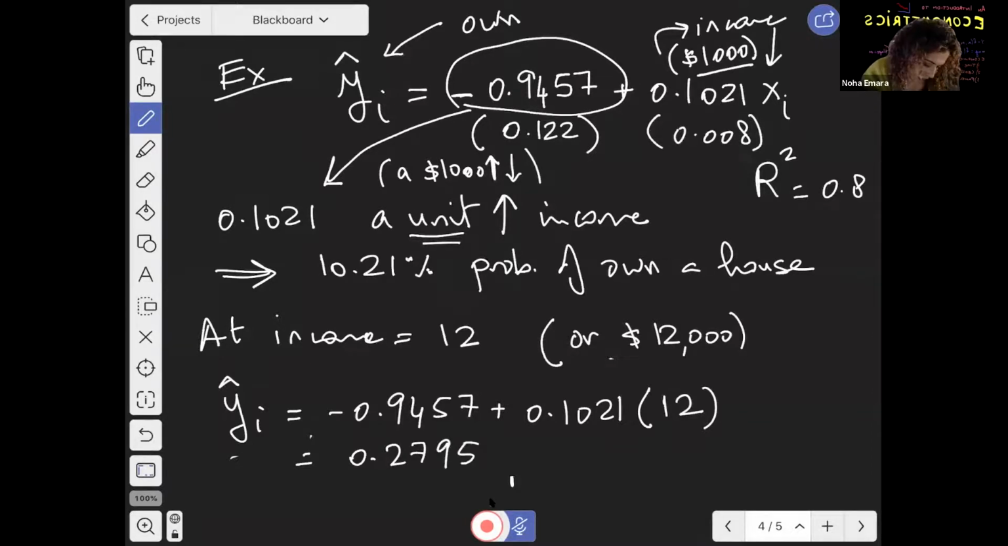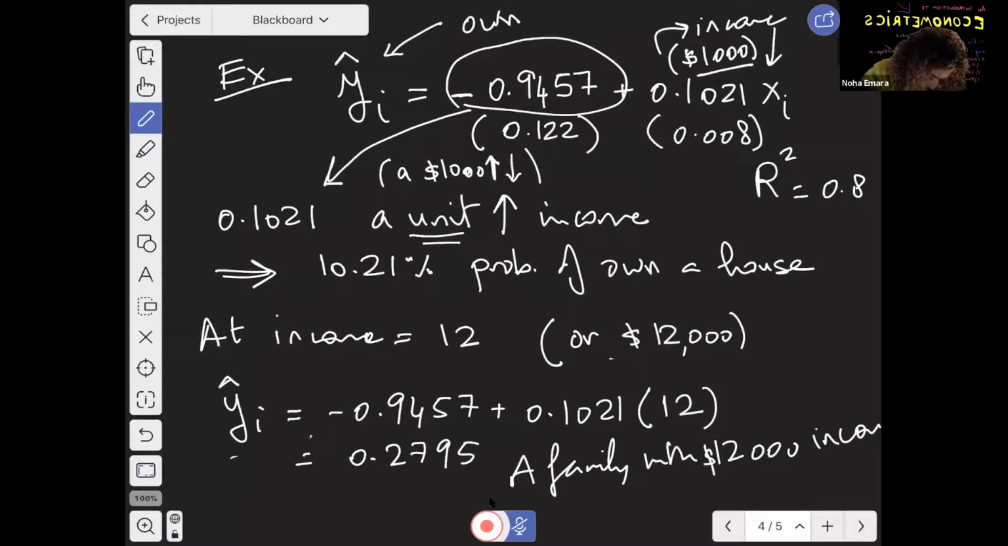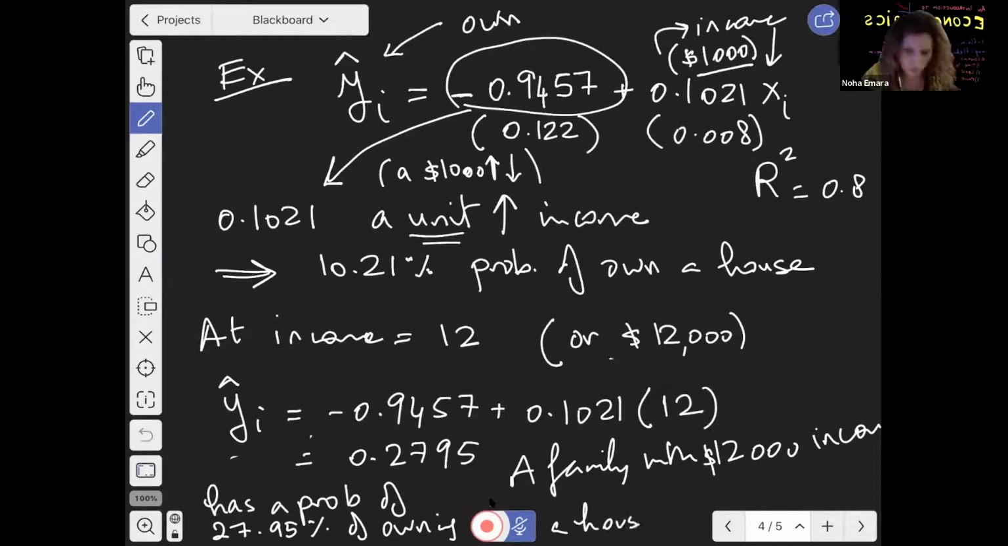What does that mean? A family with 12,000 income has a probability of 27.95% of owning a house. Okay? Clear? Yes? No?